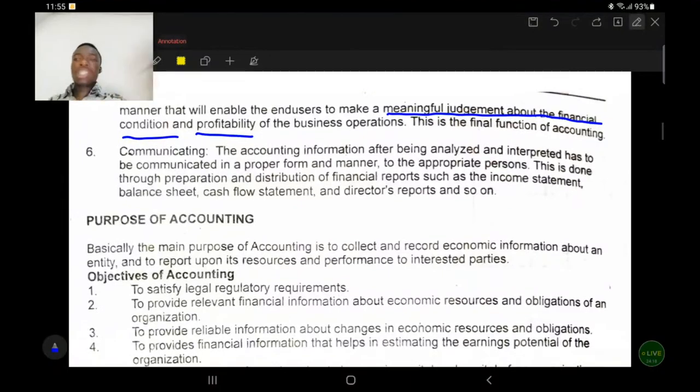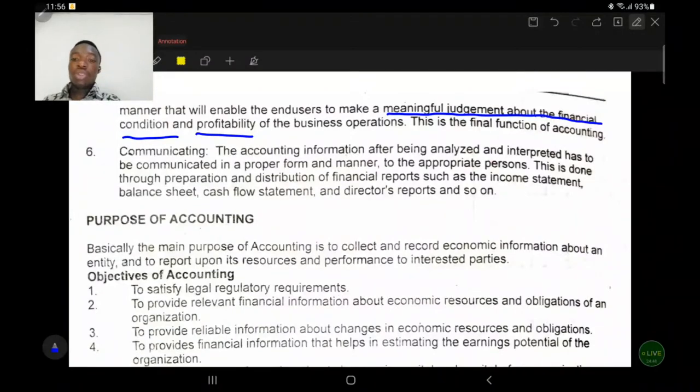And then communication, as I said earlier, is where after we analyze and interpret it, even by the company itself, we communicate it outside to people so they also come out with their decisions, right? So when it comes to communication, you are talking about when that has been analyzed and interpreted, it has to be communicated in the proper form and manner to the appropriate person.